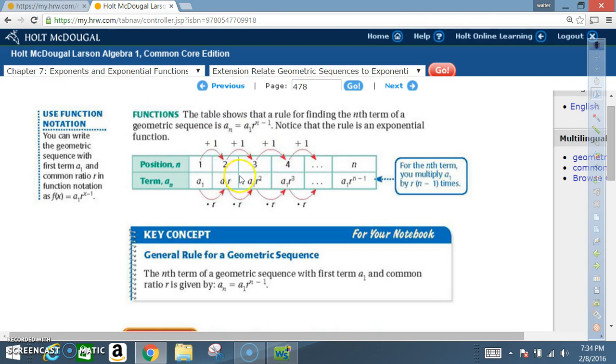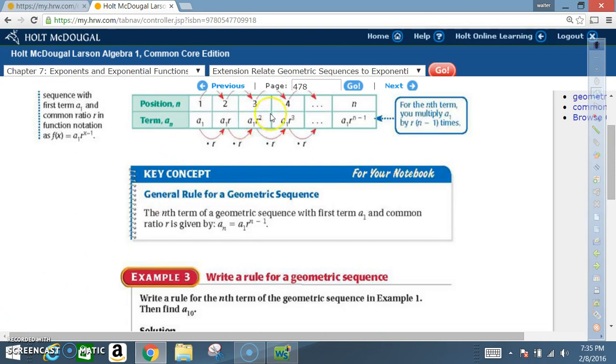All right, now analyze this table. Position n, term a. For the nth term, you multiply a sub 1 by r times n minus 1 times. Now, they went through everything in this table just to bring about this key concept. General rule for a geometric sequence. The nth term of a geometric sequence, with the first term being a1 and a common ratio of r, is given by a sub n is equal to a sub 1 times r to the n minus 1.